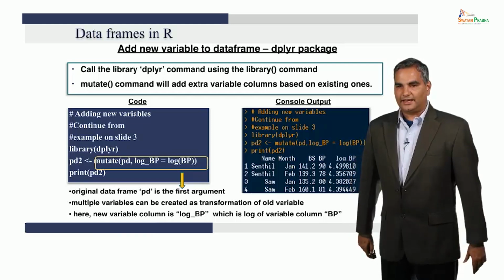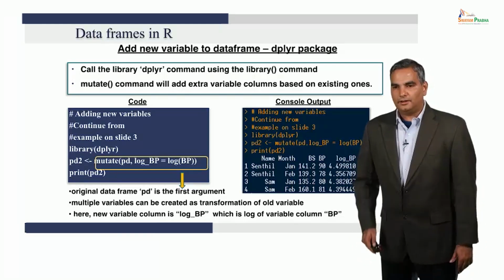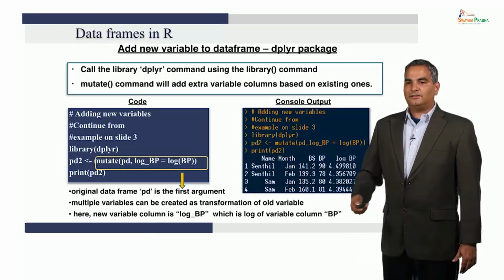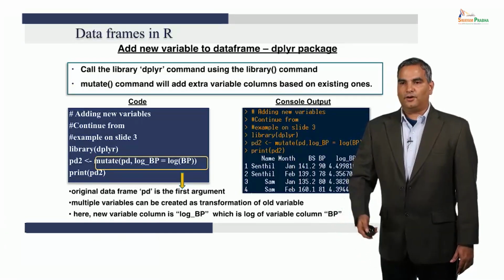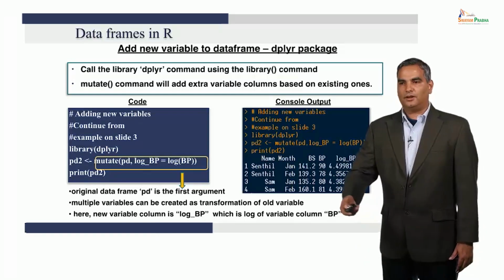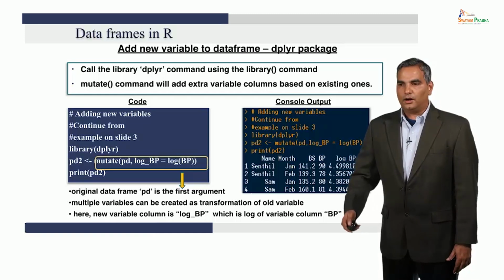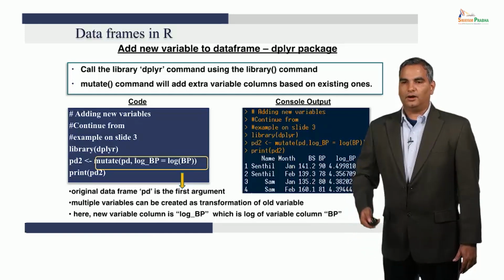So a simple syntax is mutate. The first element is the data frame that you want to mutate. And then the extra column that you're adding, you have to give the formula here, which says logBP is log of BP. And you see the result on the console output. You have a new column which is logBP, which is simply taking log of BP.